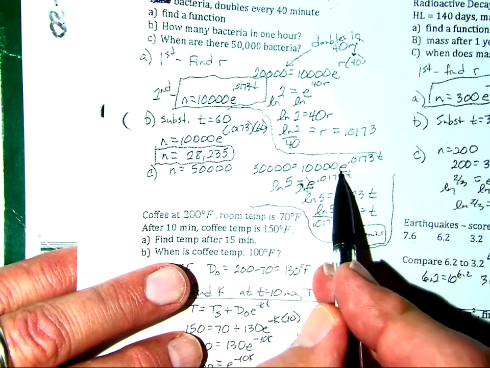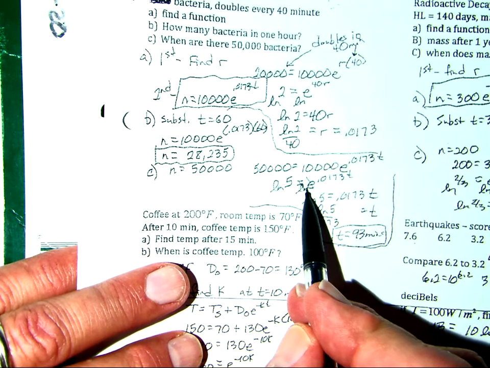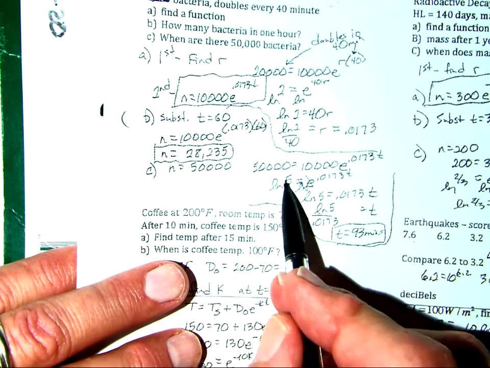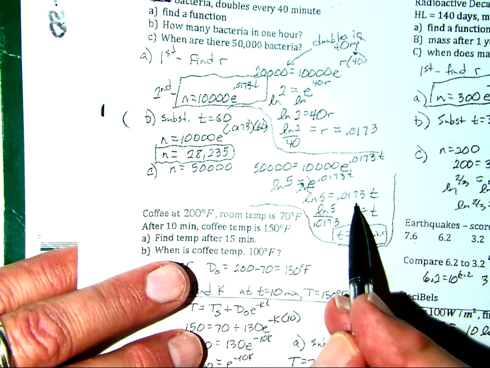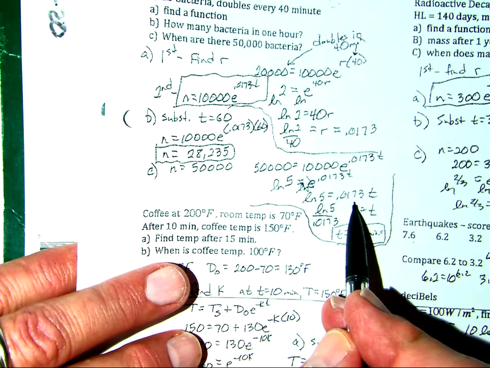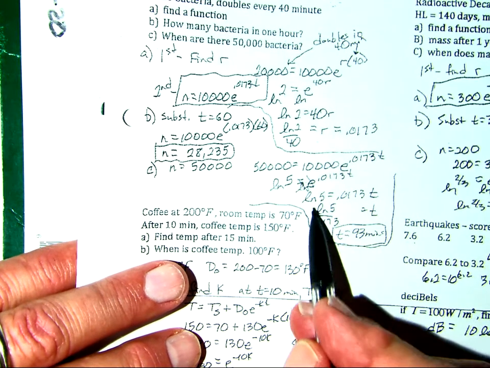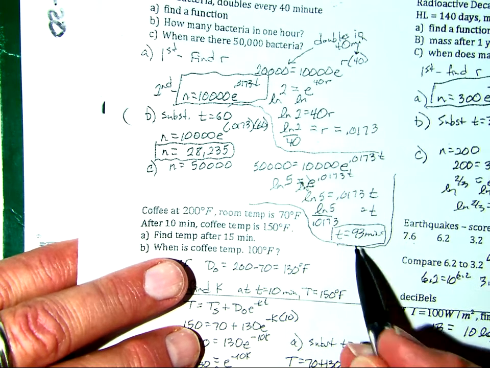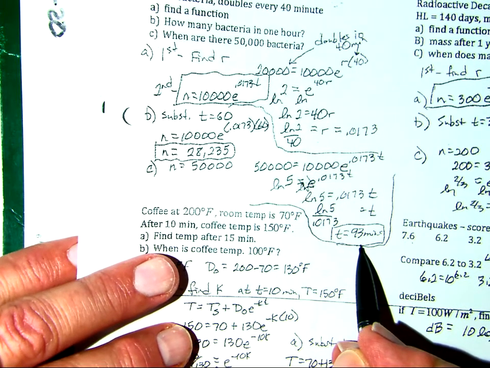Then to get rid of the e, we take the natural log of both sides. So now we're left with the natural log of 5, and here this all cancels. We have 0.0173t. So all that's left is to divide the natural log of 5 by 0.0173, and our time is 93 minutes.